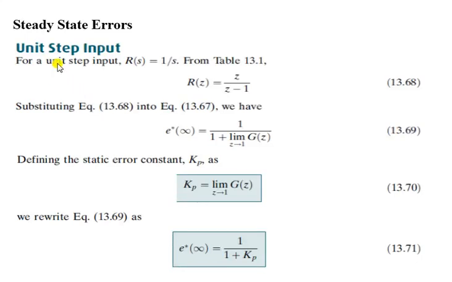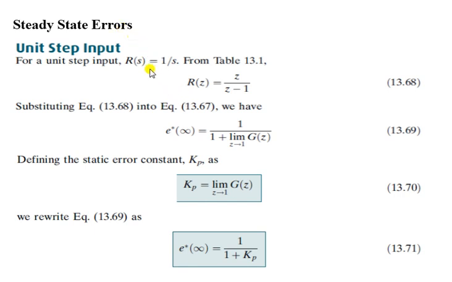Hello guys. Today we will talk about the steady state errors for different kinds of inputs like unit step input, parabolic input as well as ramp input. As we know, for the S domain system we have different formulas to find out the steady state errors. Similarly, we will have here the formulas for the Z domain.